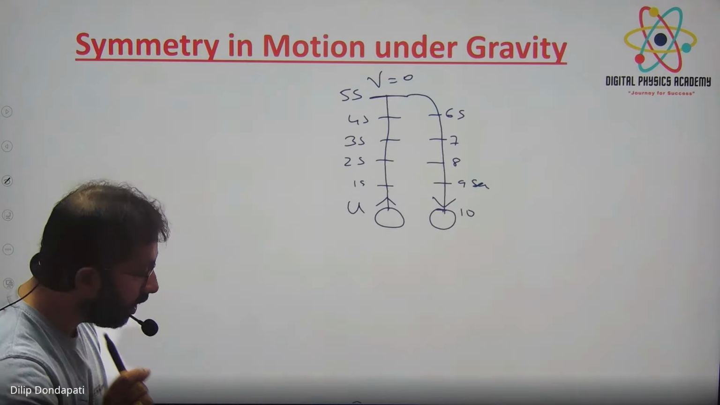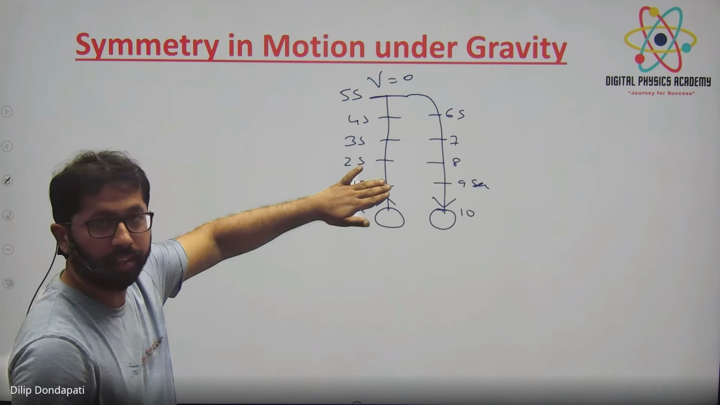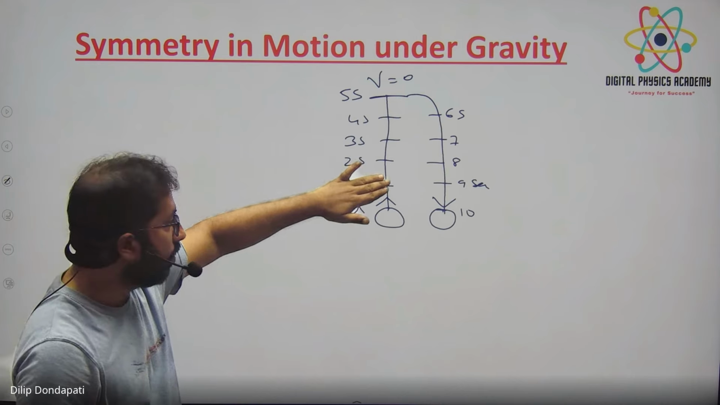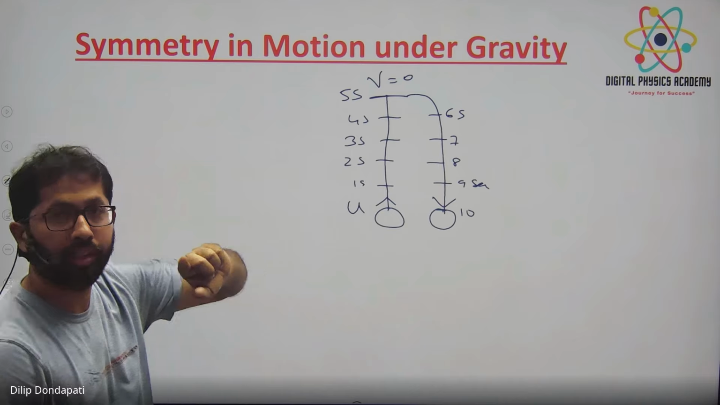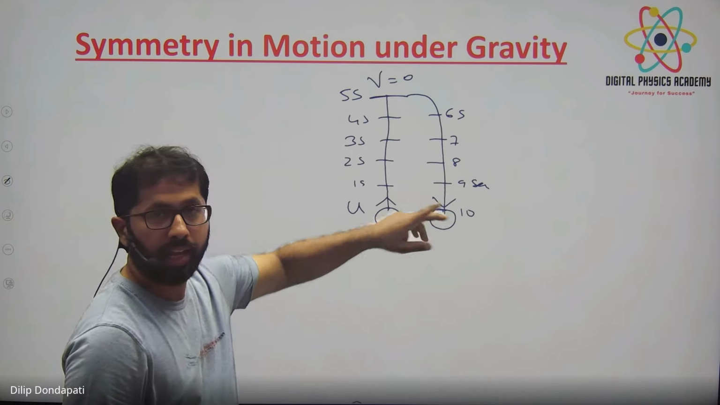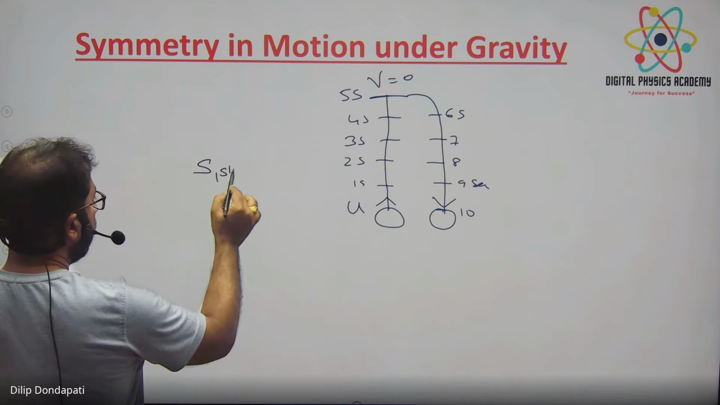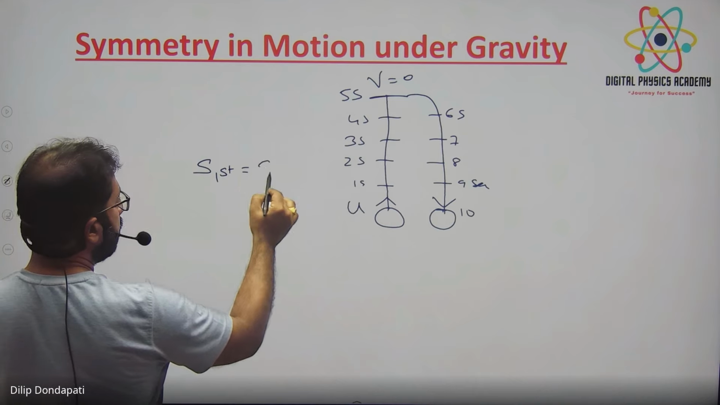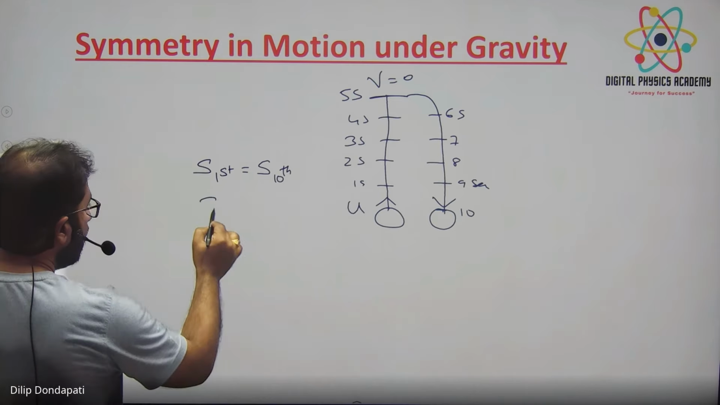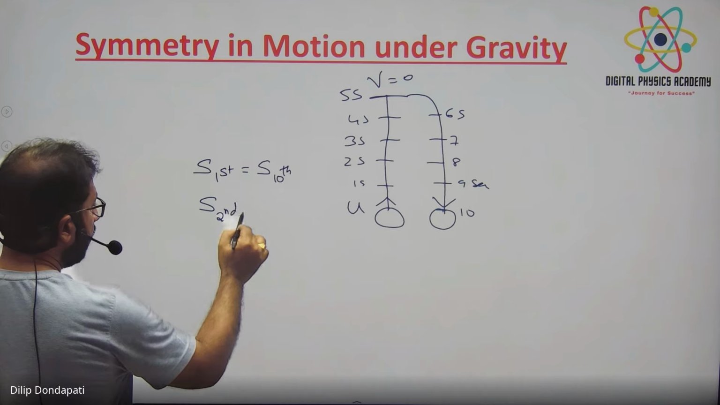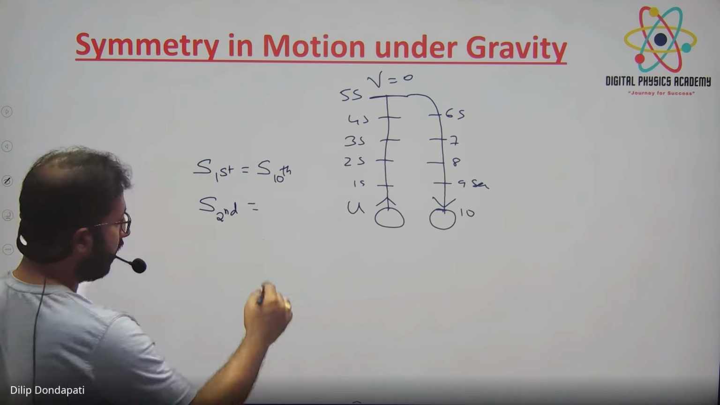So here you have to understand one thing, that the displacement covered in the first second is equal to the displacement covered in the 10th second. 10th second means 9 to 10, reduce by one, right? So displacement covered in the first second is equal to displacement covered in the 10th second. Similarly, tell me, displacement covered in the second second is equal to the displacement covered in the 9th second, right?